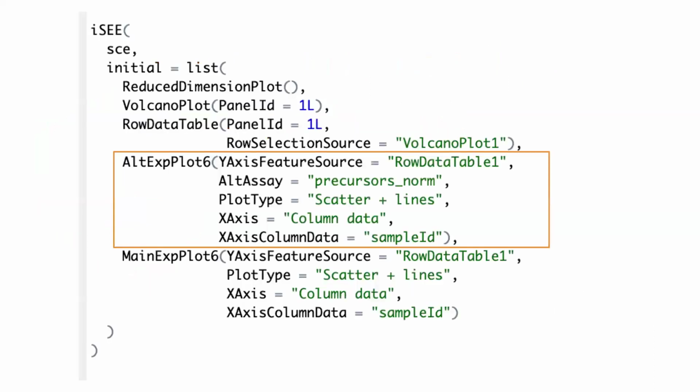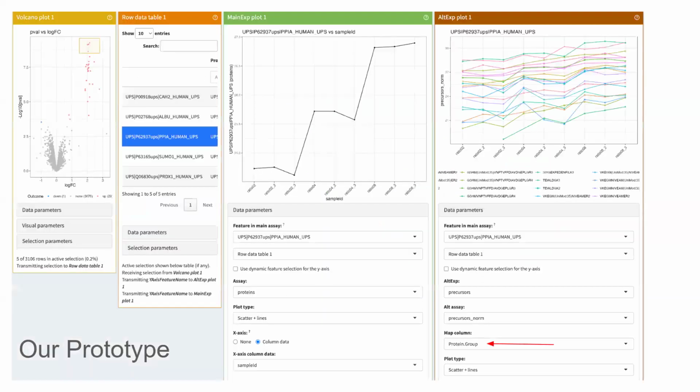So what have we done? Charlotte developed a first version of the alt experiment layer as a new panel, and we are now at version 6. And what can version 6 do for you? This is what we get. We get a kind of a volcano plot. We can select our differentially abundant proteins. We get this nice table.